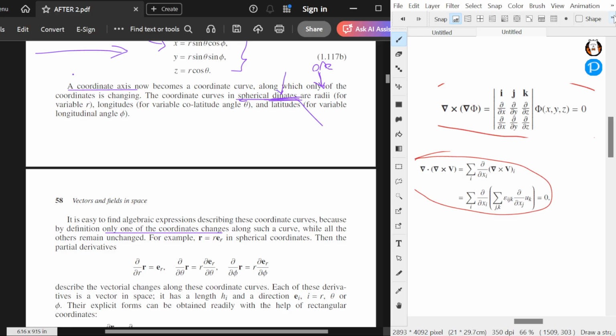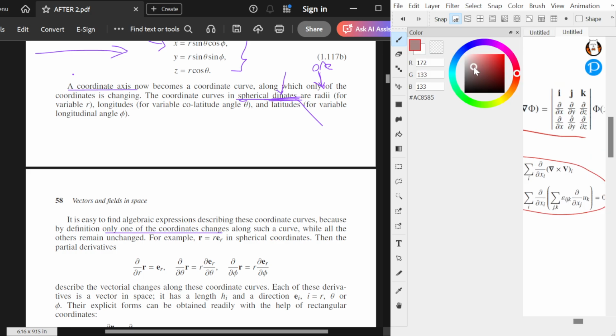The color is white. Tool window color. Color, not white. Anything but white.